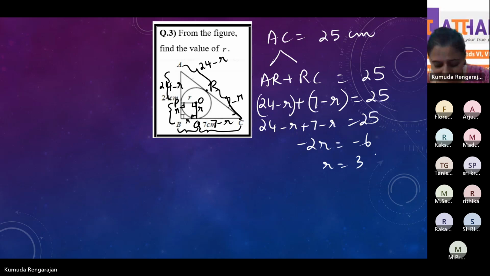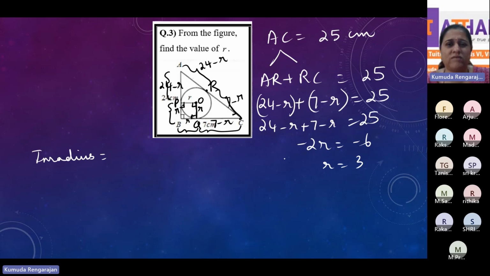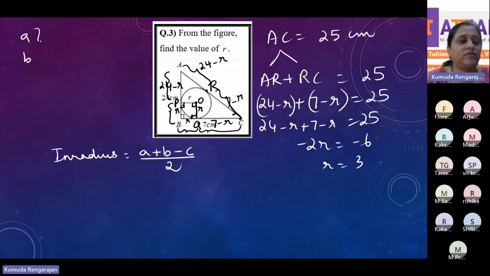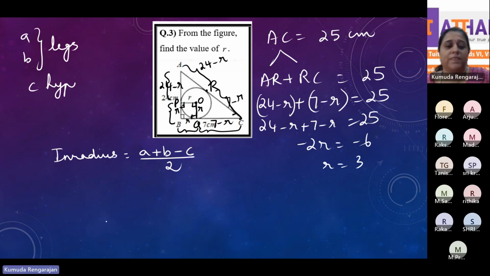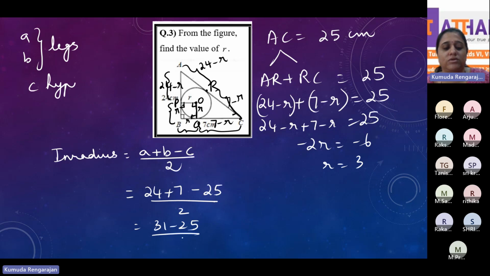All right, children. Very good. So you can also remember this formula. In radius, for 1 mark MCQs, you don't have to spend so much time working all this. You need a shortcut to finish it quicker. In radius is equal to sum of the legs minus the hypotenuse by 2. A and B are the legs of the right triangle, and C is the hypotenuse. Sum of the legs 24 plus 7 minus hypotenuse 25, by 2. 31 minus 25 by 2, 6 by 2, 3. Finished.